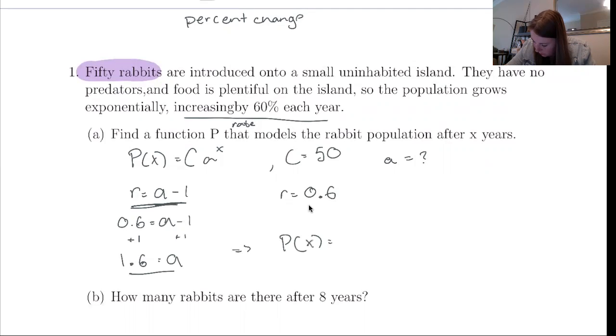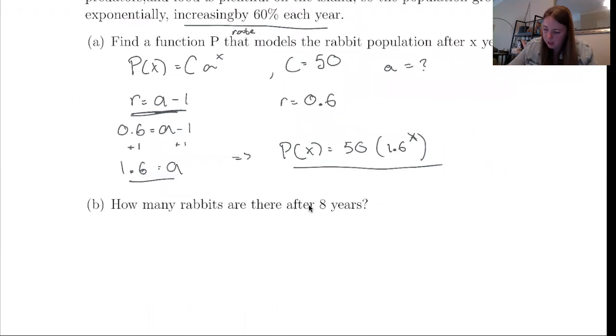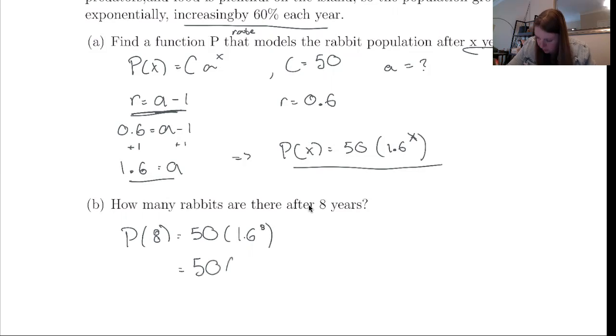So I'll get p of x equals 50 times 1.6 to the x. All right. Okay, great. And that's all we needed to do. So how many rabbits are there after 8 years? And now we're just going to plug in 8 for x, right? Because x is in years. Great. So 50 times 1.6 to the 8.